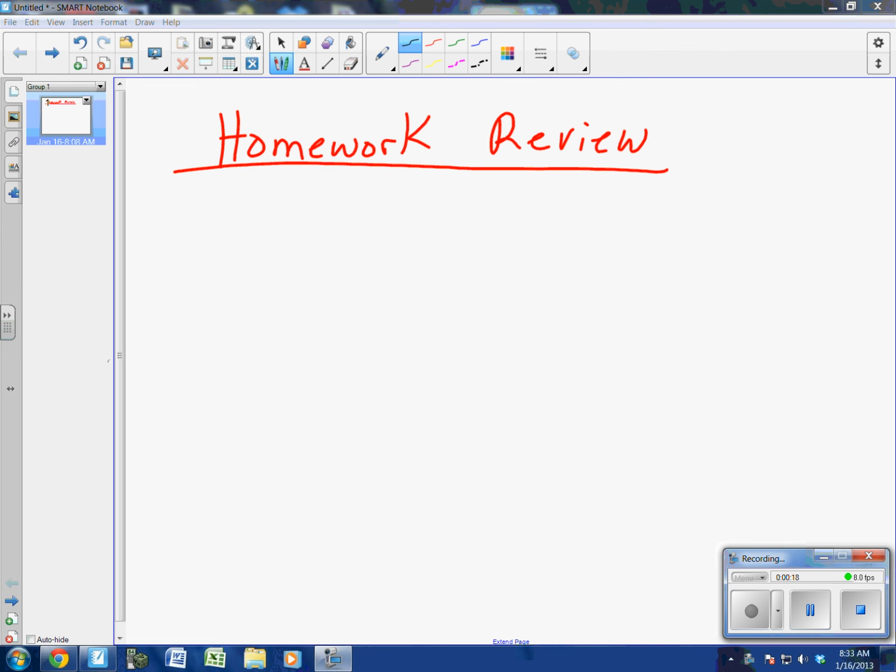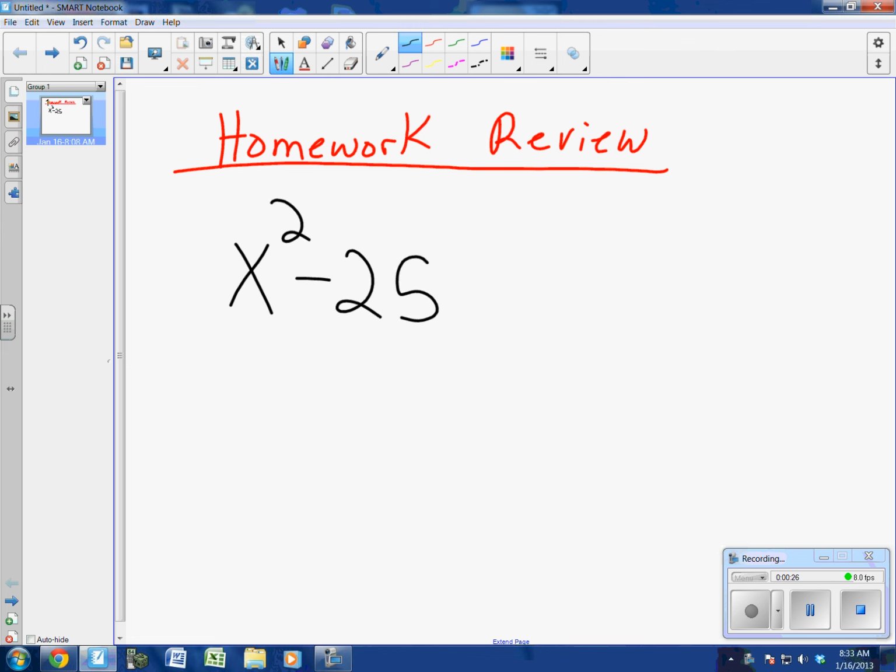The first thing I want to do is talk about differences of two squares. I was hoping you guys would discover this on your own, but let me show you something like this. Okay. X squared minus 25 is what we call a difference of two squares.